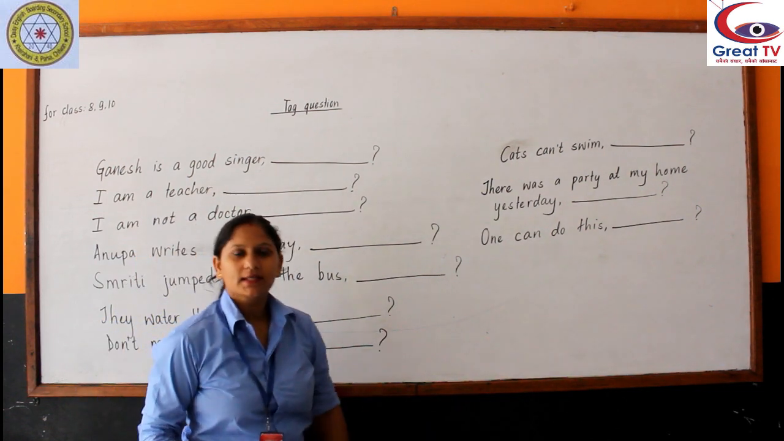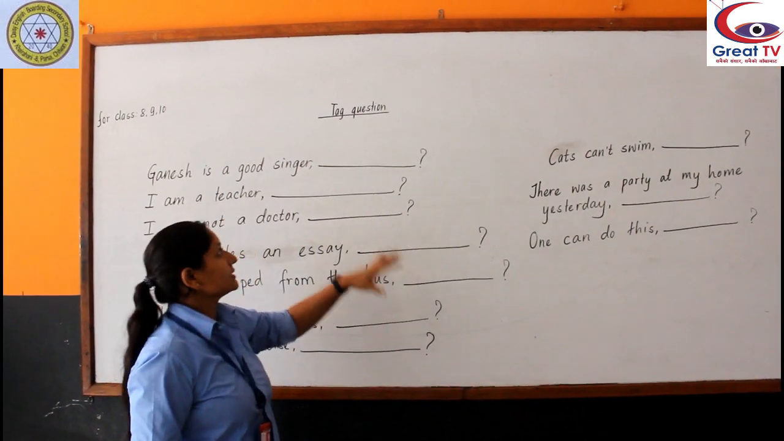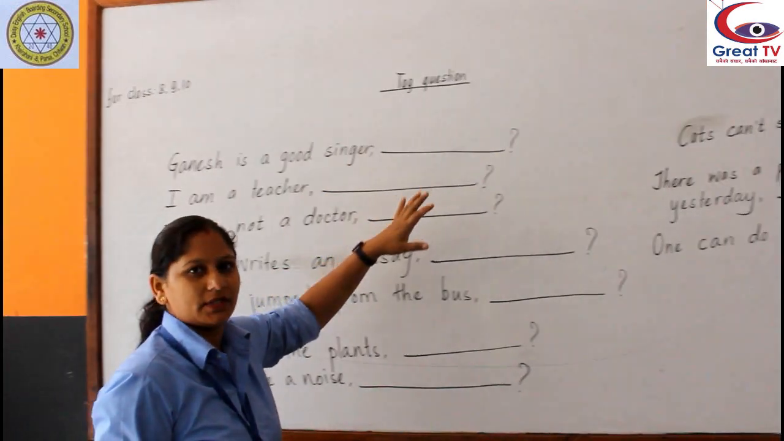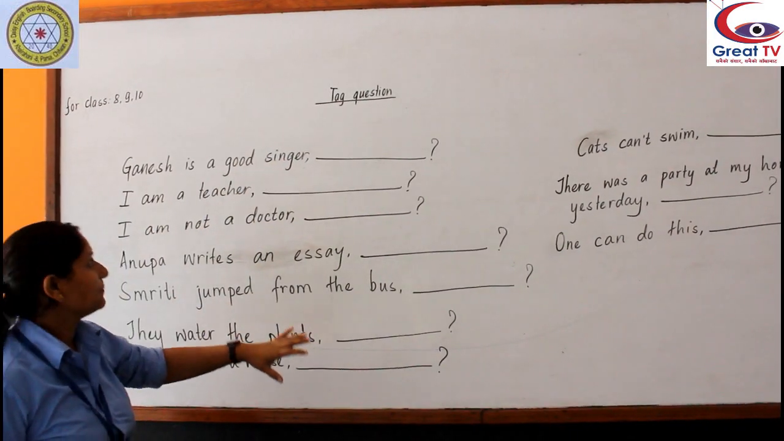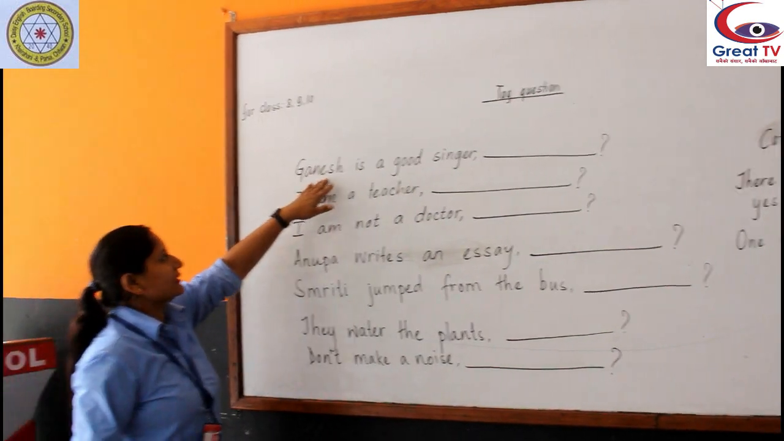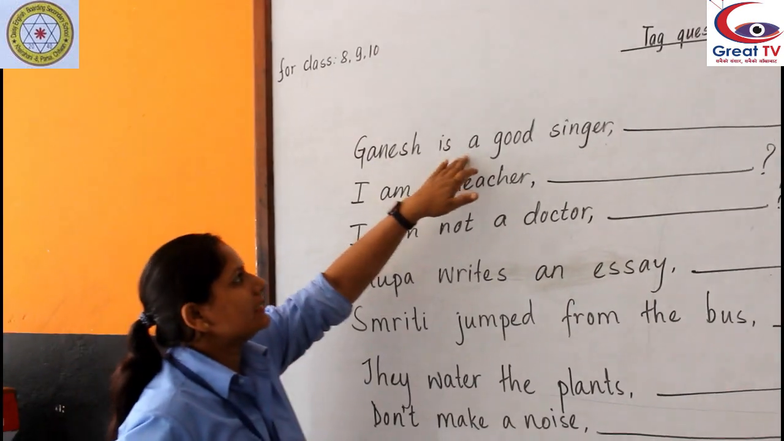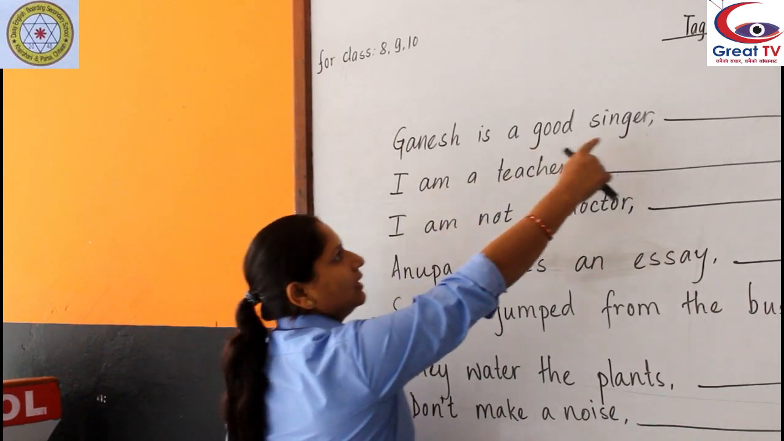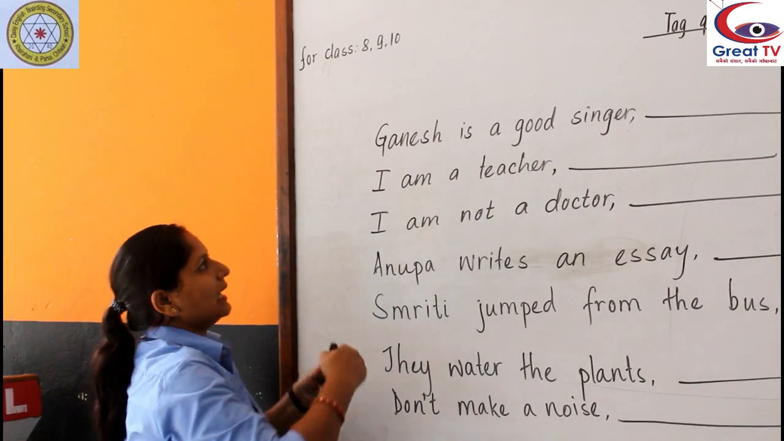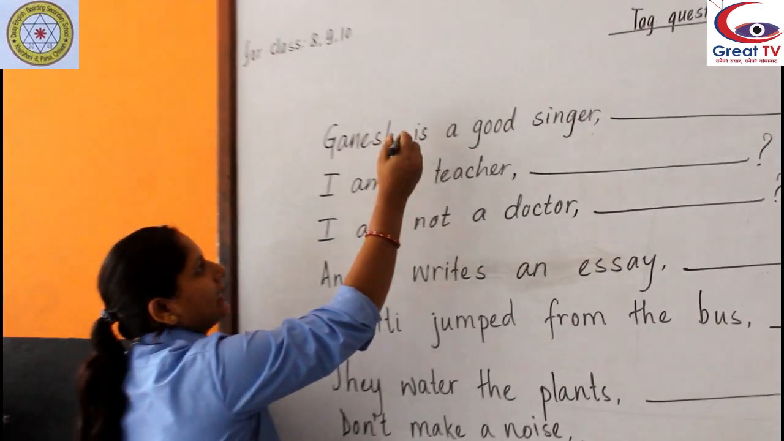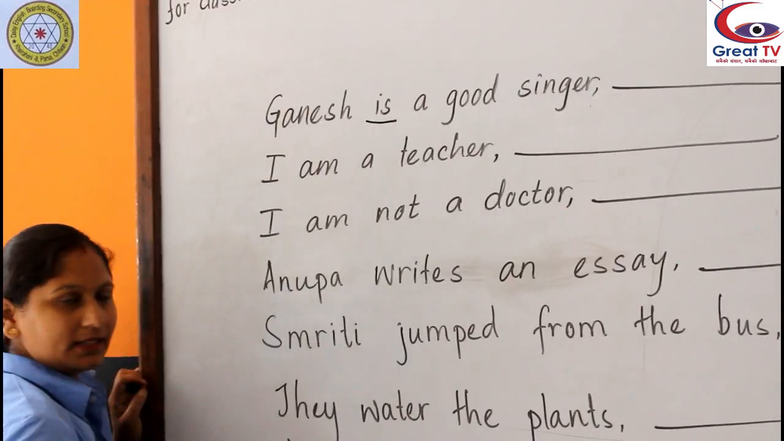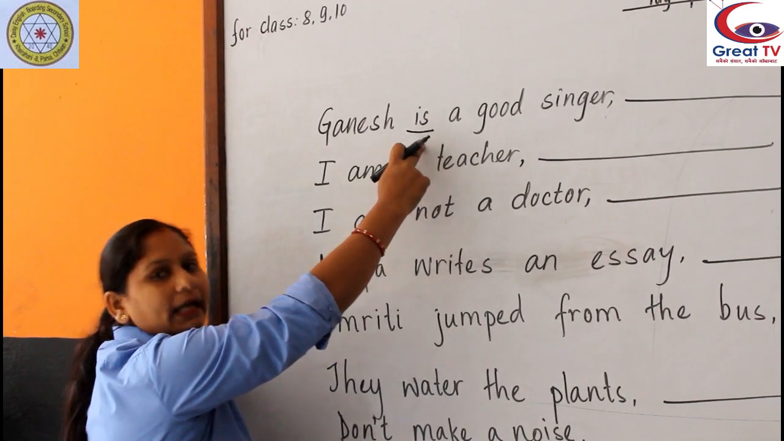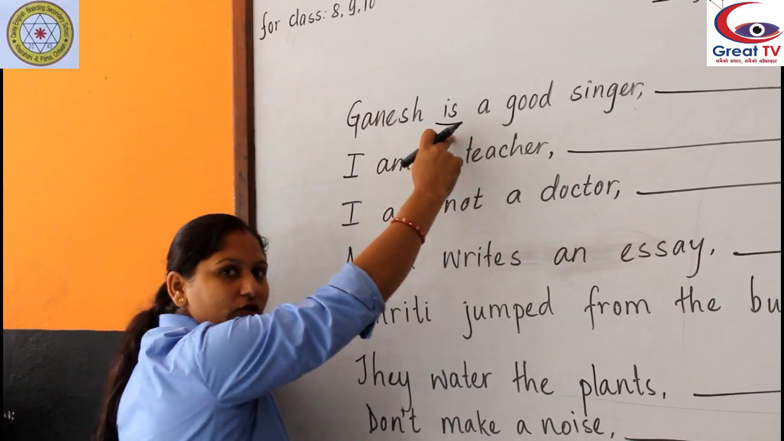Okay, my dear students, let us learn some more tag rules, some more rules to form the tag question from the examples. Now see here, example 1. Ganesh is a good singer. Now you can see the auxiliary verb in the sentence, right? Is. Is here is an auxiliary verb.